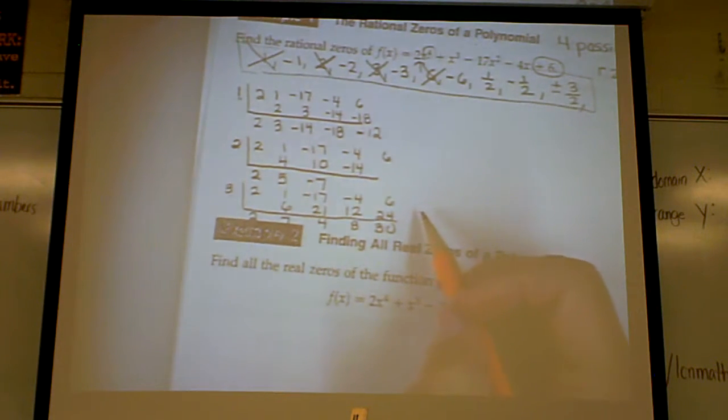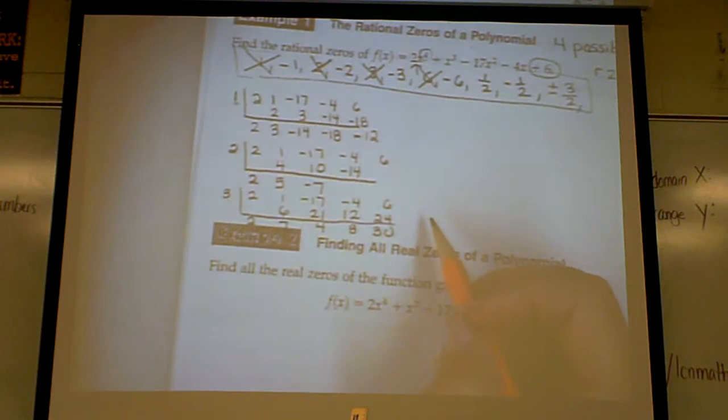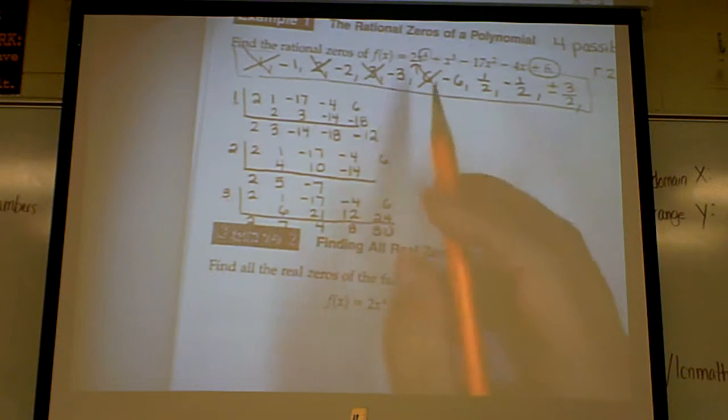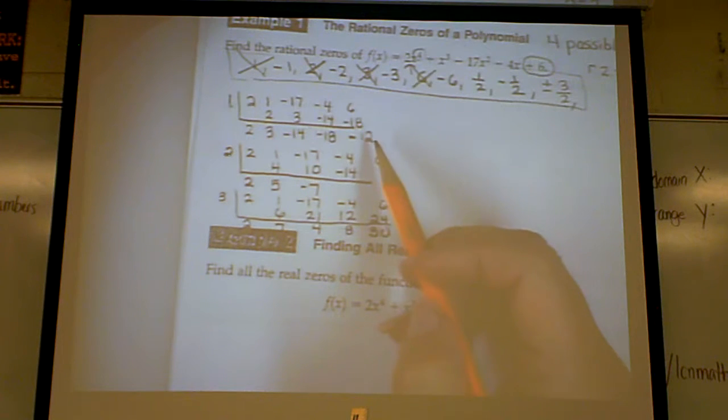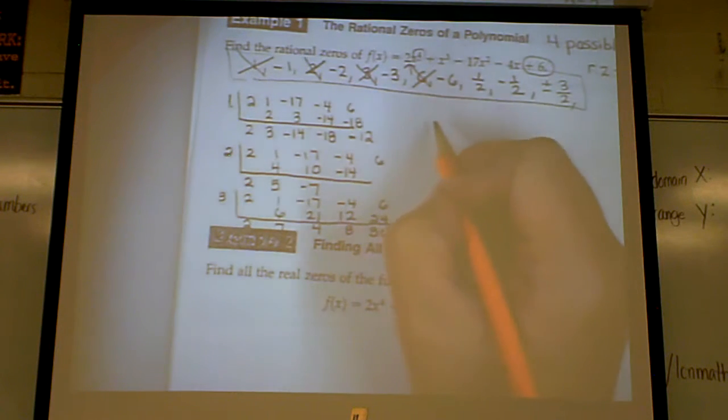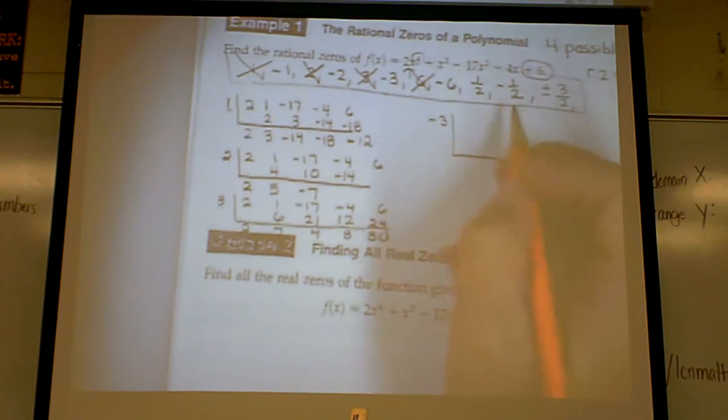So what do I need to do? I need to try some other numbers. I need to try something smaller than a 3. Okay, what are numbers smaller than 3? Don't do negative 1. Jordan said don't do negative 1. Half and 3. Does negative 3 work? Yes. Let's just skip to the chase and do it.